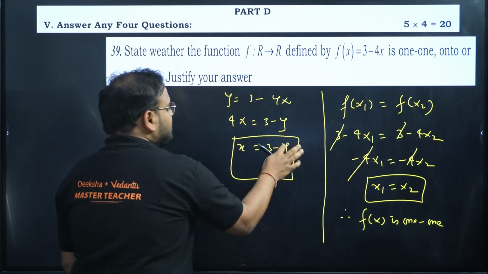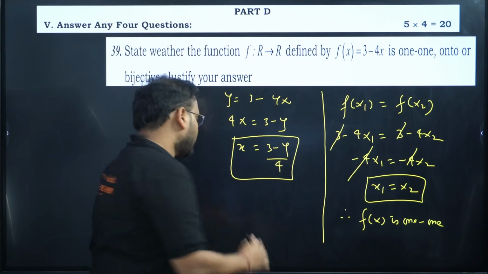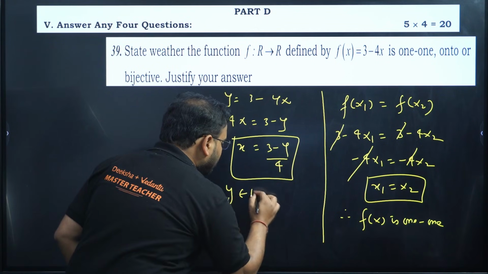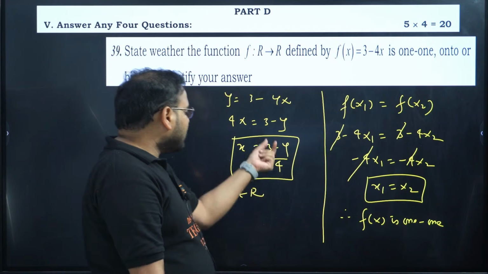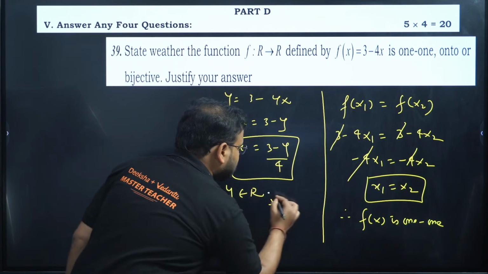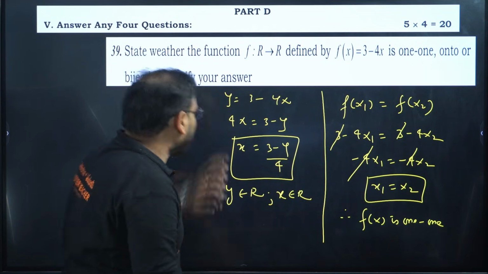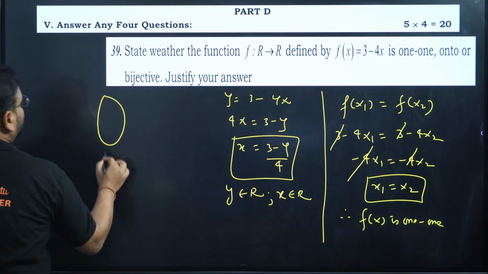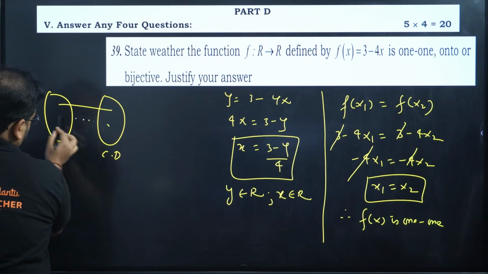Now check, what is the y value? Y is from the codomain. Any value of y you put, y belongs to any real numbers. The resulting value, 3 minus something upon 4, the x will also correspond to a real number. It means for every value in the codomain set, there will be a mapping done to the domain.